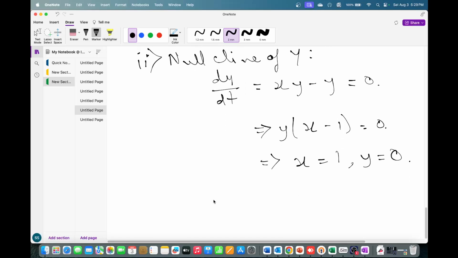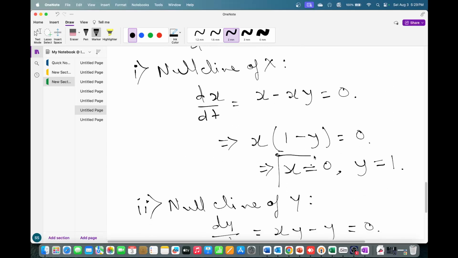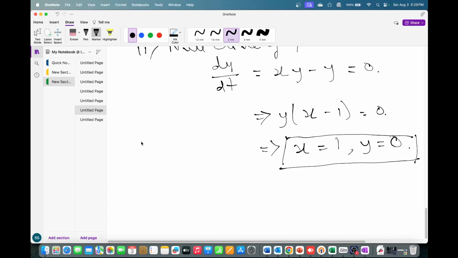So now let's try to plot this. So this is your nullcline of y, and this is your nullcline of x. Okay, now let's try to plot this in the graph. Let's take this as the graph. So this is your x-axis, this is your y-axis.